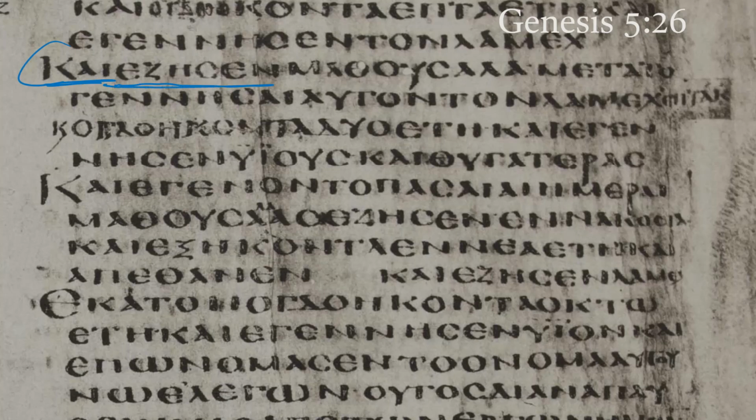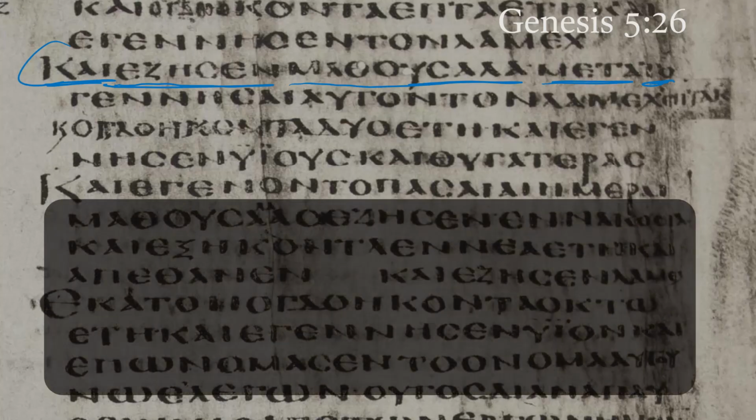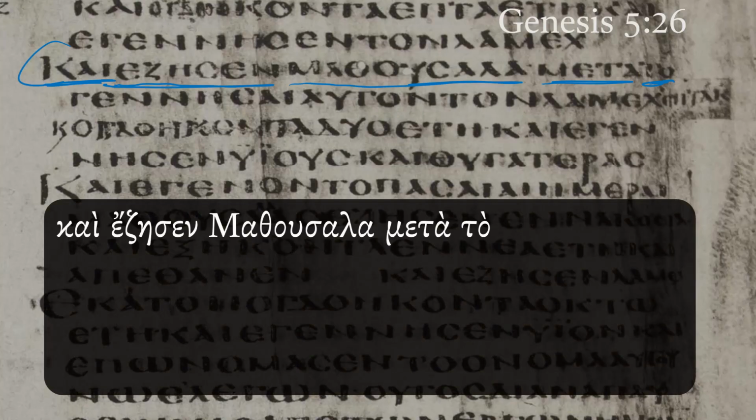You see that nice little decorative, or not quite decorative, but the zeta there has little tails and so forth. That's kind of fun. And then we have Methuselah again. And then we have meta plus ta. So let's throw that up on the screen here. So meta ta, this is probably going to be followed by an infinitive. It would be after, but let's take a look.